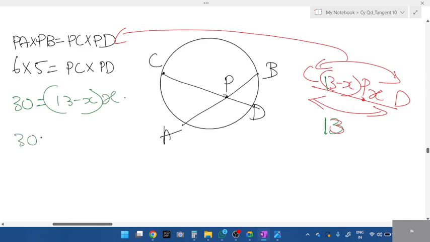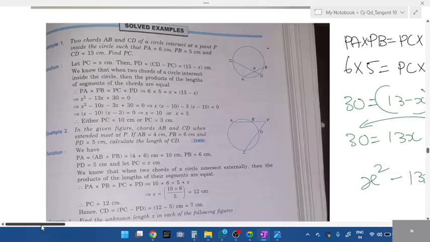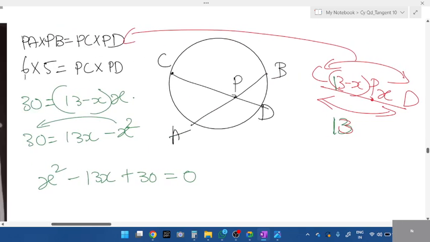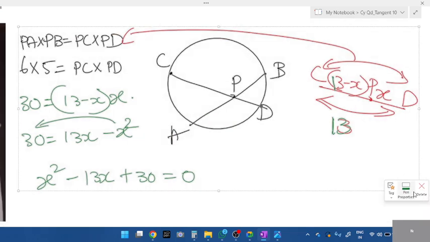How do you solve this question? 13x, what is X into X? X square. You get a quadratic equation, right? Shift it so that you get positive X square. X square minus 13x plus 30 is equal to 0. Can you see the quadratic equation here? Right? Don't have to use the formula method, students. No formula method. We can use the factorization method. How do you factorize?